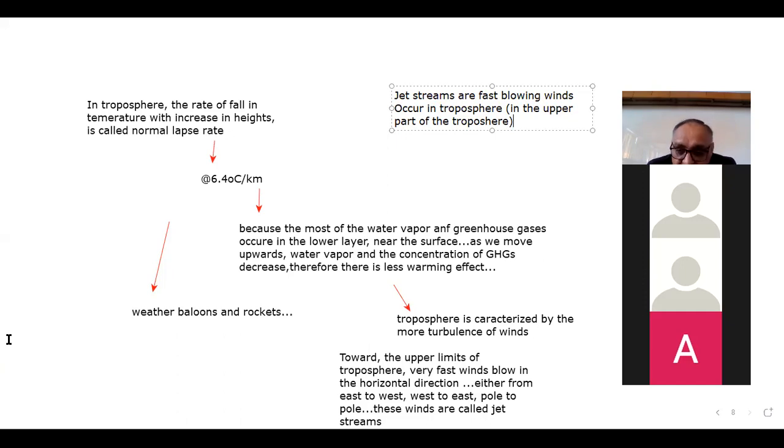So swirling winds which are running at very fast speed are called the jet streams. So those are called the jet streams.